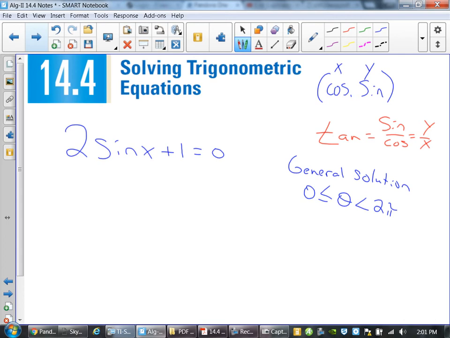Yes, sir? Question about the within one revolution. Is that supposed to be greater than or equal to? Theta is greater than or equal to 0, but less than or equal to 2 pi. Okay. No, because once it gets to 2 pi, then it becomes 0 again. Theta is greater than or equal to 0, but less than 2 pi. Did I say less than or equal to? Sorry.